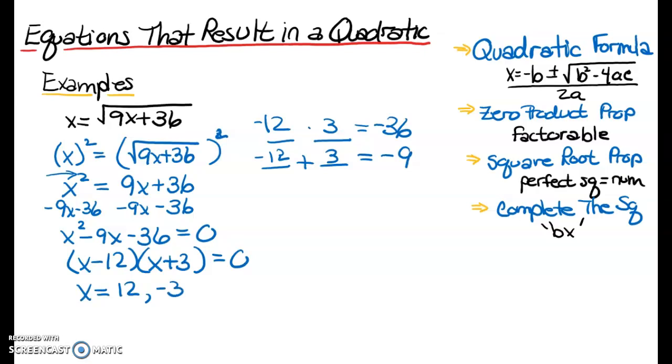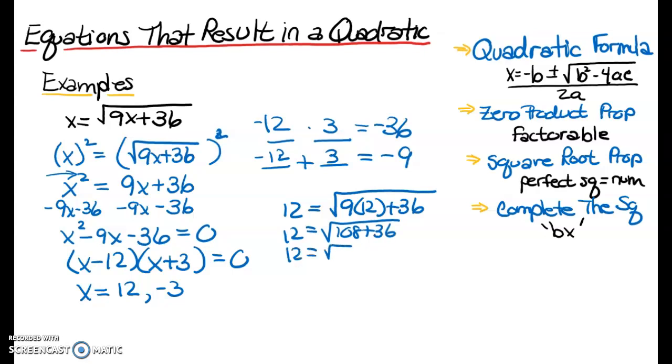Now before I call victory, I have to plug these into my equation, because remember we said when you square both sides of an equation, you may not end up with an equivalent equation. So you could get solutions that are called extraneous. So let's plug in the 12 and see if it works. 9 times 12 plus 36. 12 equals 108 plus 36. 12 equals the square root of 144, which is 12 times 12. So I get to take that 12 out. So 12 equals 12. That one works, but does the other one work? I don't know, so let's plug it in.